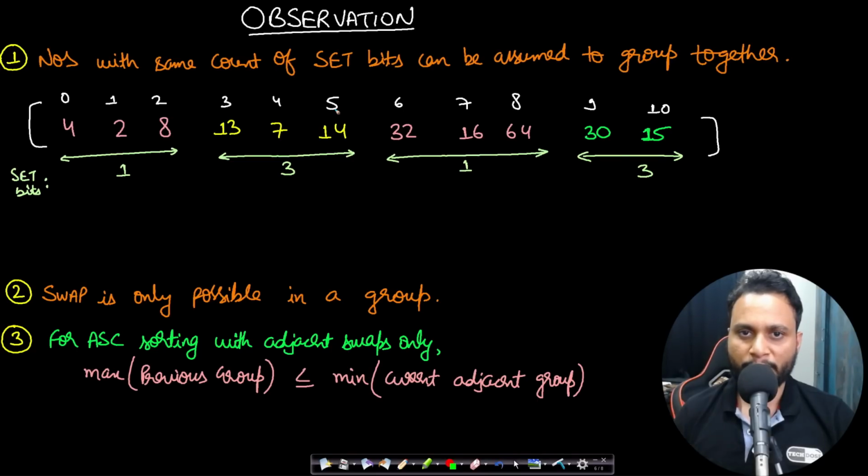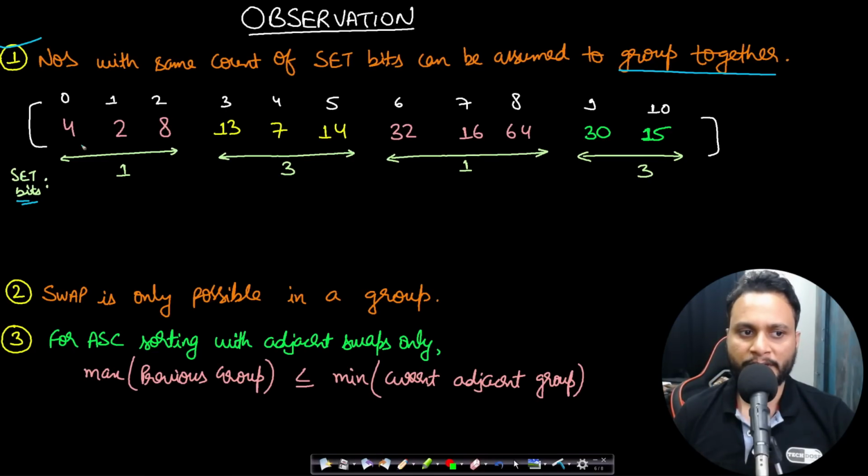Now let's look at some observations which will help us build the optimal solution. The first point here is, the numbers with the same count of set bits can be assumed to group together. If you look at the array given, and if I want to divide this array into groups, where each group will be a subarray where all the items have an equal count of set bits, then this entire array will be divided into 4 different groups.